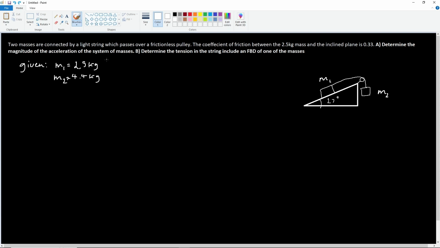What is also given is the value of the coefficient of friction, which is 0.33, and they do not have units. And what we're looking for is acceleration, so A equals question mark, because we don't know it yet. So let's start by drawing free body diagrams for them. So I'll start with M1 here.